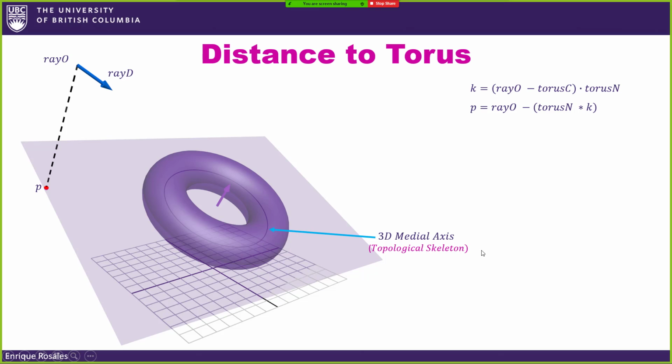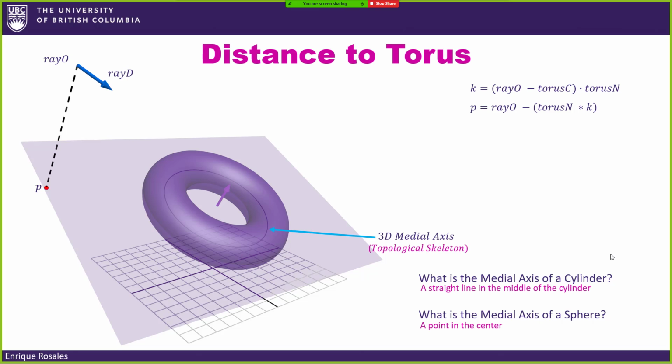So I have two basic questions for you. What do you think is the medial axis of a cylinder? And please don't check the following slides. Yes, someone is saying line, point. What do you think? Is it a line or a point? Because I have another question: what is the medial axis of a sphere? So in the case of the cylinder, it's a straight line in the middle of the cylinder, right? And in the case of the sphere, it's just a point in the center. It makes sense, right? It's again the center of the mesh.